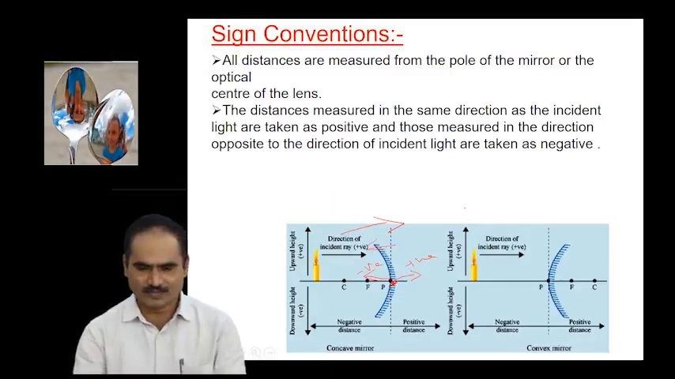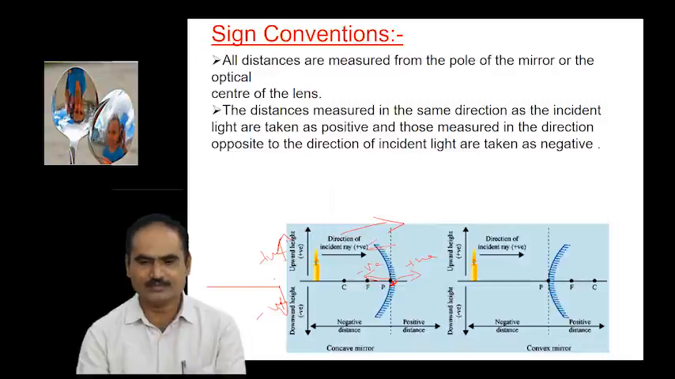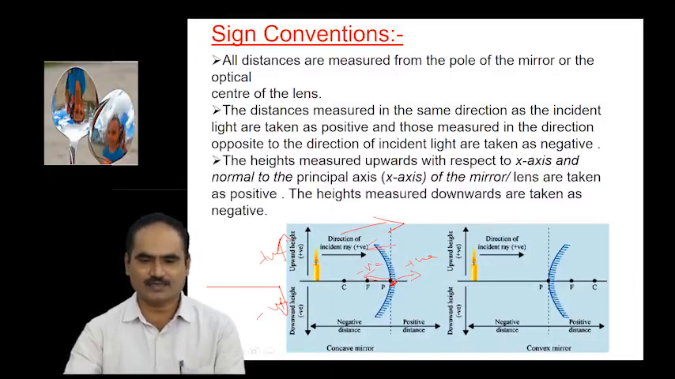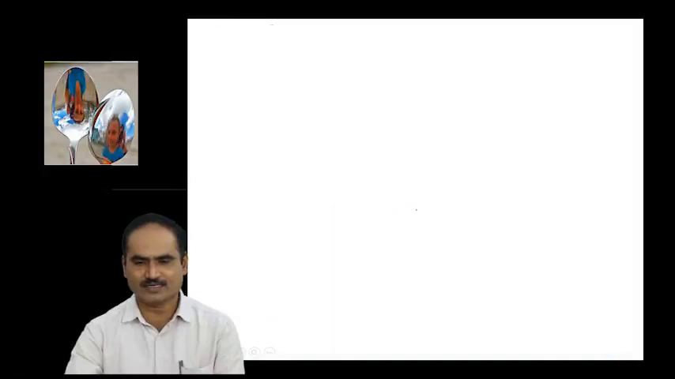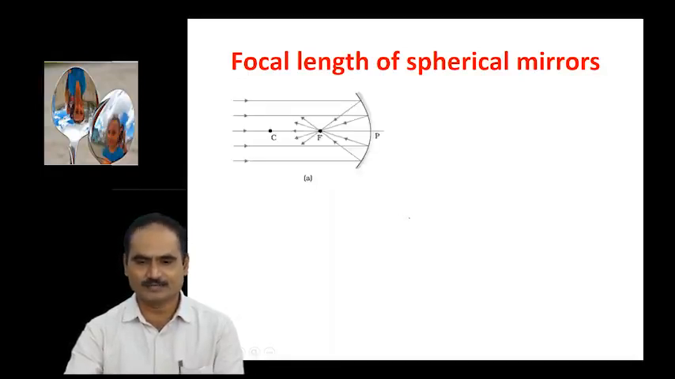Then another convention is that the distances measured above the principal axis are taken as positive, and distances measured below the principal axis are taken as negative. This is positive, right. So these are the conventions required for any further understanding of reflection by concave and convex surfaces. After this, let us go for focal length of a spherical mirror, right.